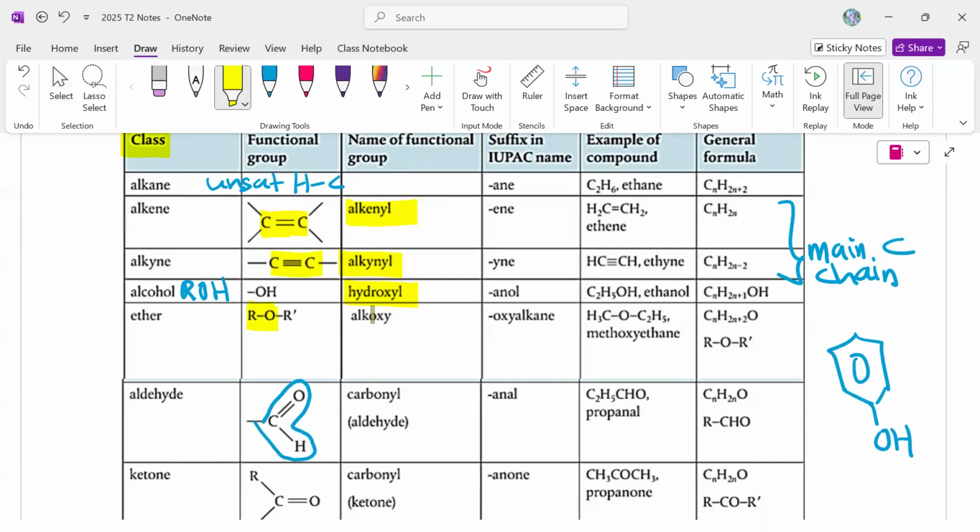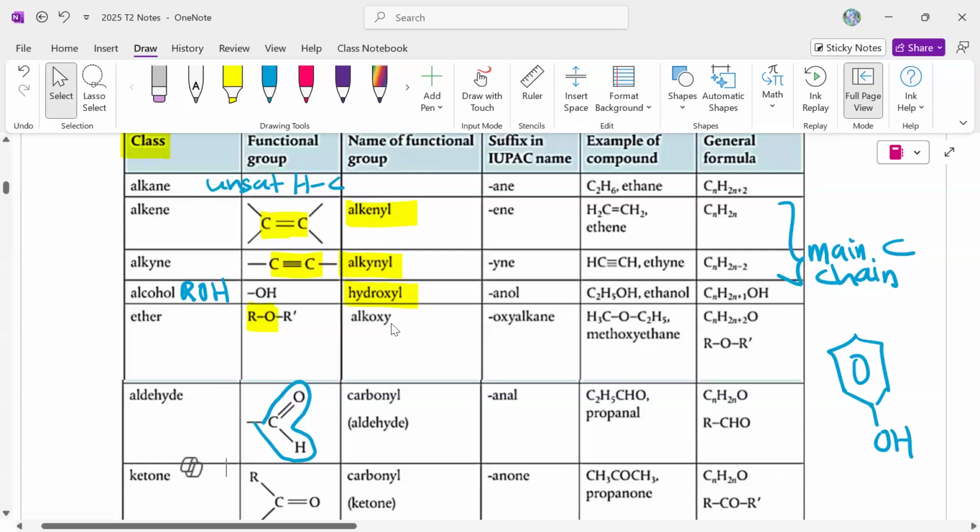So the way to name it is something-oxy-alkane. If you look at this, of the two sides, the longer side is 2 carbons, so it's oxyethane, and this substituent is methoxy, so methoxyethane. So it takes on this alkoxy functional group. The class is called ether.